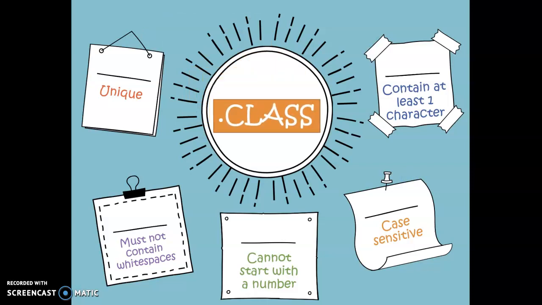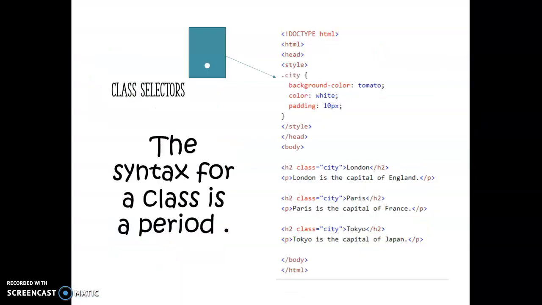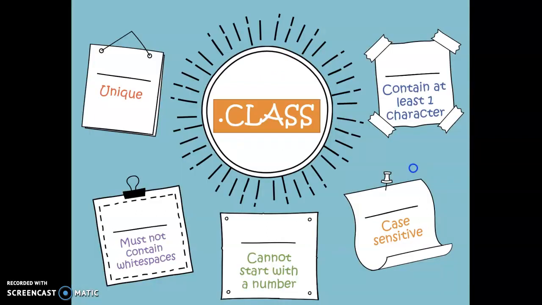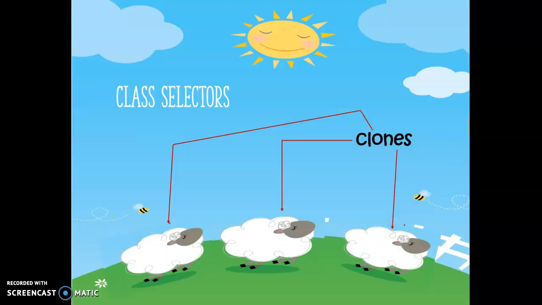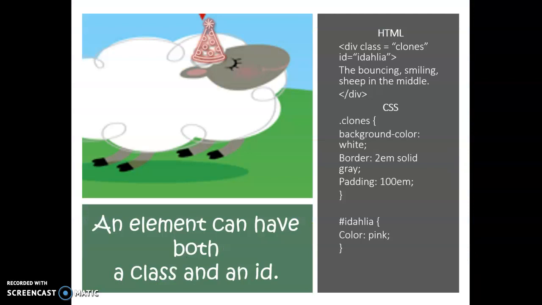On the other hand, the class selector has two big differences. The syntax for the class is a period, and you can use the class selector to style a group of elements. These sheep in the clones class will all be fluffy, but only Idalia will have a pink hat. An element can have both a class and an ID.